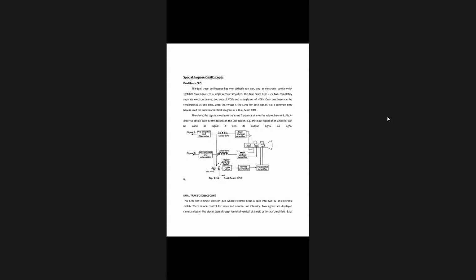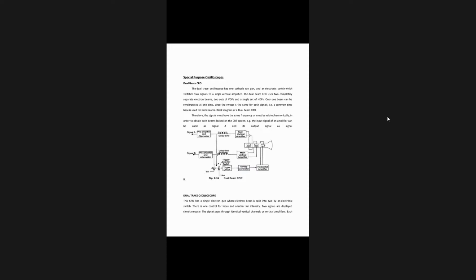It is internally calculated how much time the sweep signal takes to reach the horizontal deflection plate. Up to that time the input signal is delayed. So that's why we are using the delay line here. After that it is applied to the main vertical amplifier. Similarly, signal B is also applied through the delay line to the main vertical amplifier.